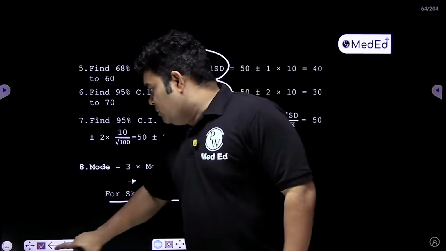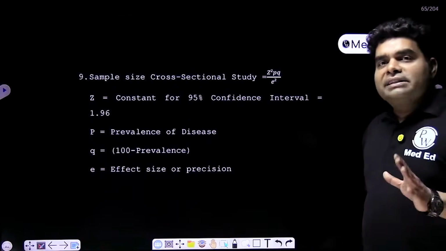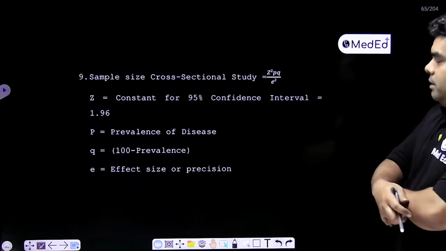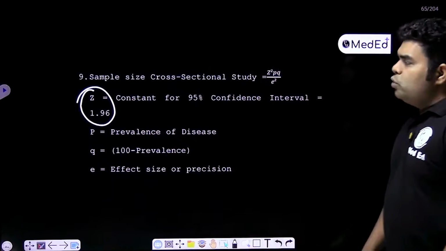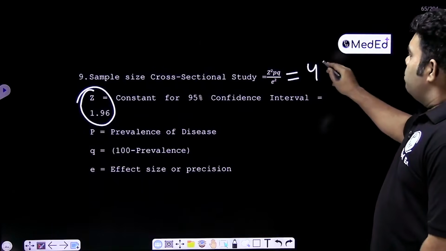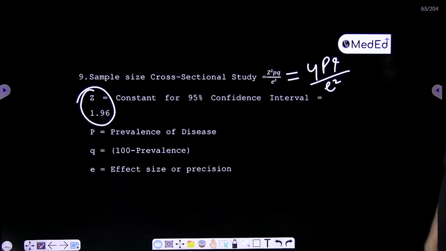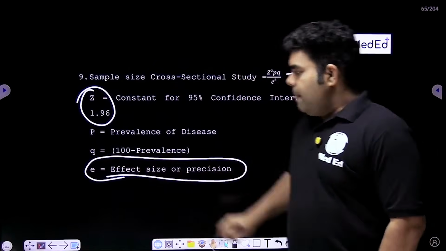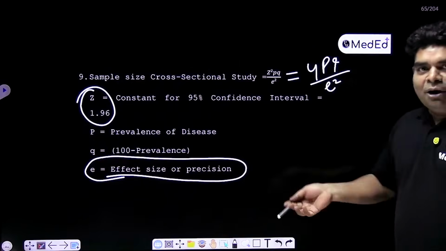Okay. So then one last formula is, if you want to know the sample size of a cross-sectional study, it is Z square PQ by E square. But Z means 1.96. So if you do 1.96 square, it will come to 4. So the formula is 4 PQ by E square. What is E? E is effect size or precision. And why have we not written E with P? Because if you write E with P, the P's will cancel out.